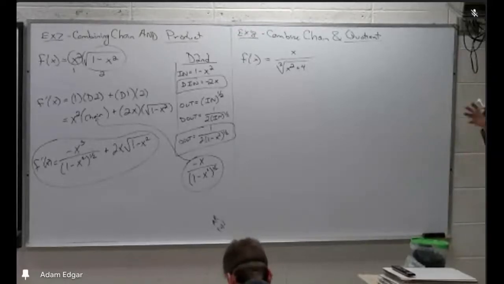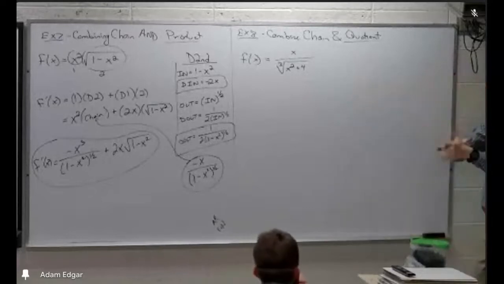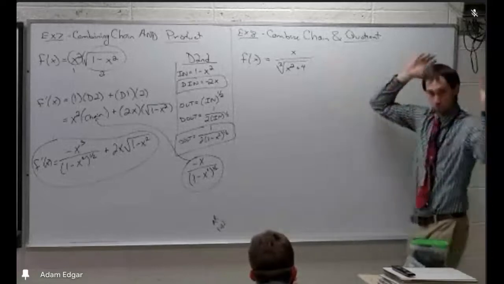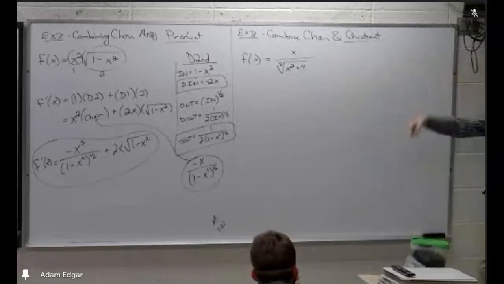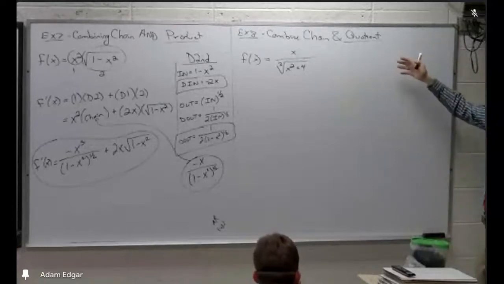Is the inside part the fraction, and then something's happening to the large fraction, or do you have a fraction, and then something messy is inside the fraction? And that's what we have here. We have a big fraction, and then inside that fraction is something messy. So this is at heart a quotient rule problem, where you're going to have chain rule happening inside of it.